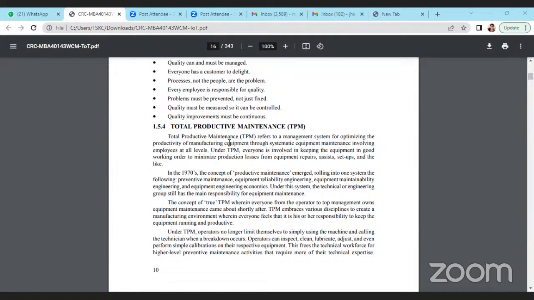Next one is total productive maintenance, that is TPM. It refers to a management system for optimizing the productivity of manufacturing equipment through systematic equipment maintenance. Means with the help of systematic equipment maintenance, how you are able to involve the employees at all levels for getting the total productive maintenance. And everyone is involved in keeping the equipment in good working order to minimize production losses from equipment repair.